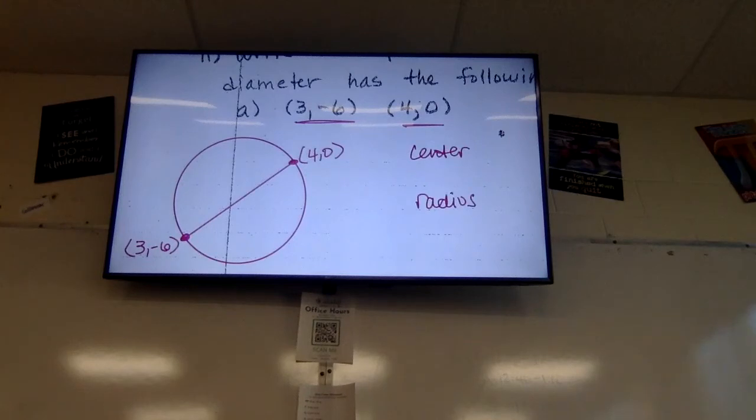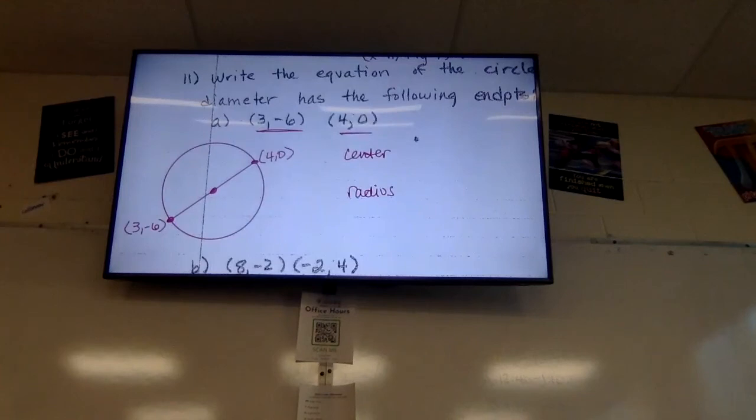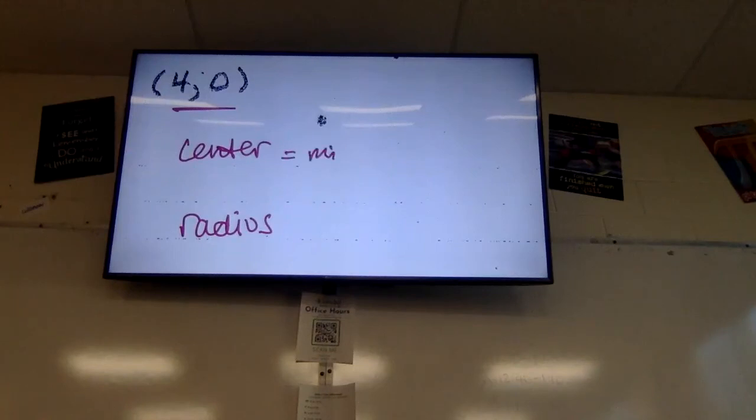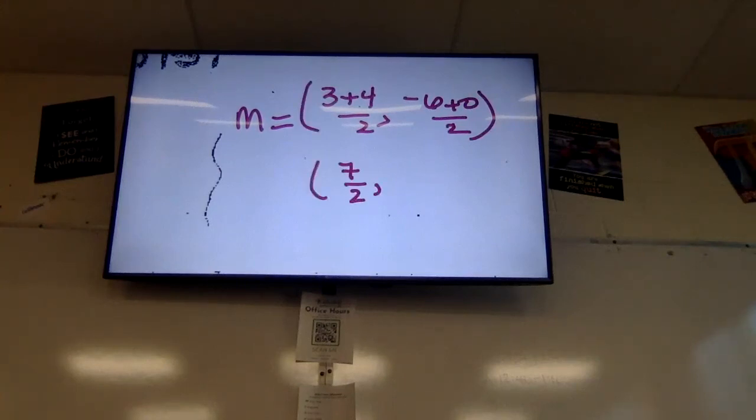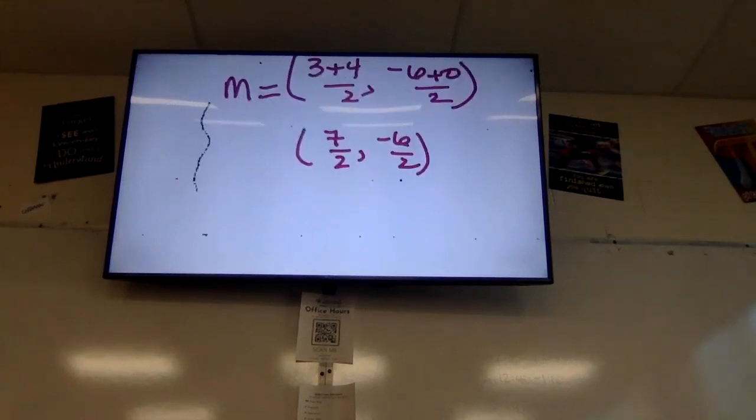Okay. How will I find the center of the circle? Midpoint, very good, John. We need to find the midpoint of these 2 points. That will be my center. And I'm going to just write center equals midpoint, and then I'm going to solve it off to the side. So I'm going to do (3 plus 4) divided by 2, and then (-6 plus 0) divided by 2. I get 7 over 2, comma, -6 over 2. Since we're going to do some work with this, I am going to make that 7 over 2 3.5, and my -6 over 2 will be negative 3.